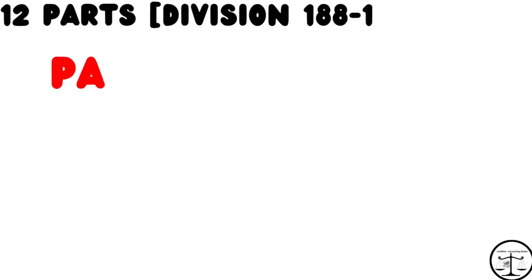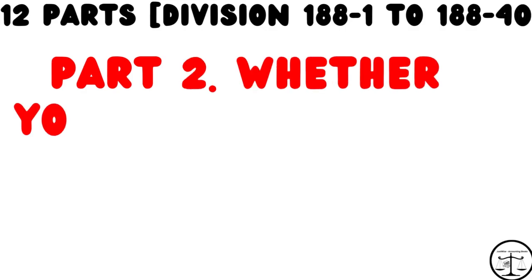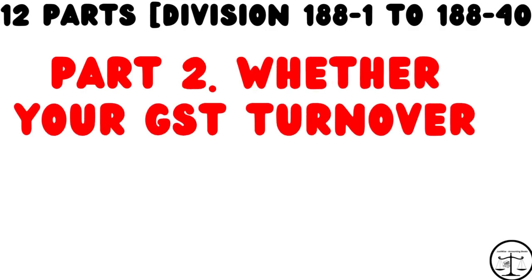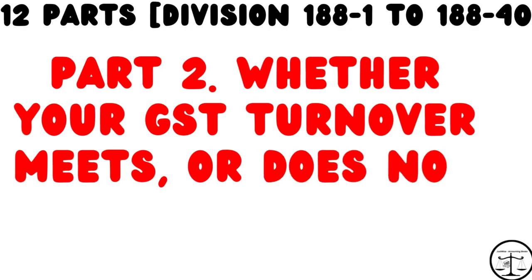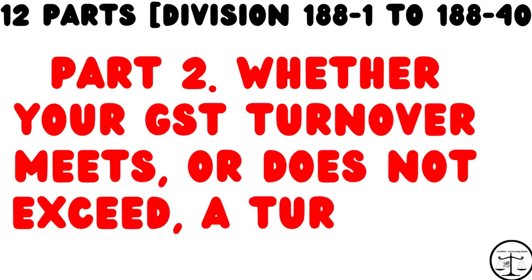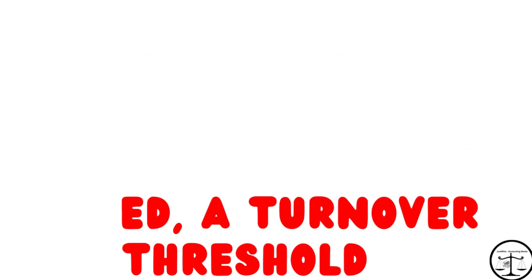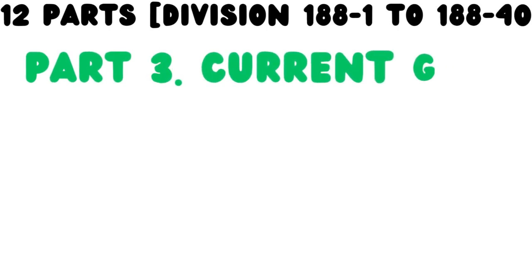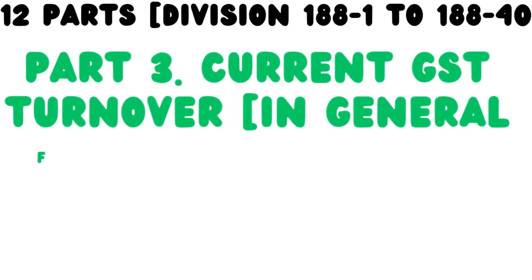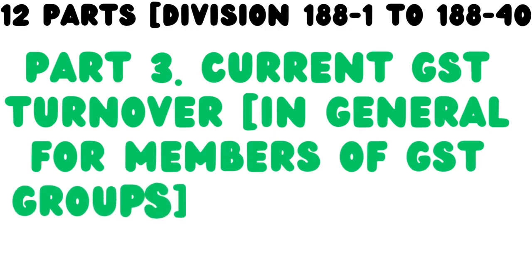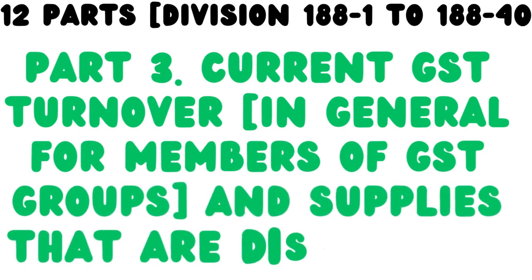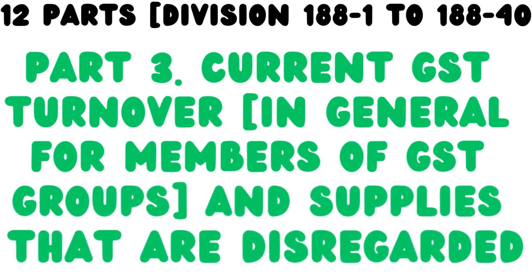Part 2 explains whether GST turnover meets, or does not exceed, a turnover threshold for annual apportionment, cash accounting, electronic lodgement, installment turnover, registration, and small enterprise purposes. Part 3 discusses current GST turnover in general, for members of GST groups. This section also explains supplies that are disregarded.